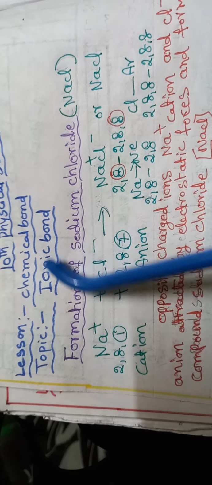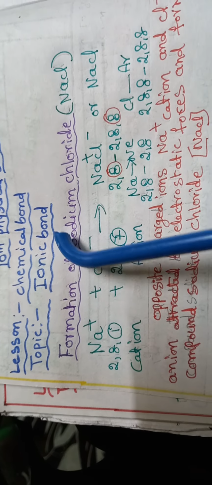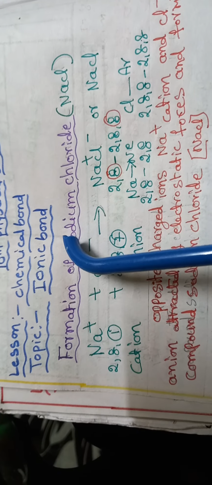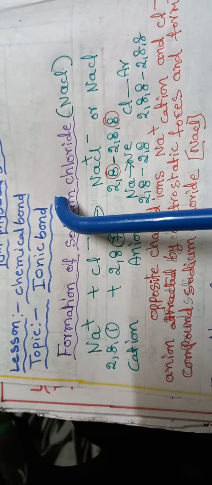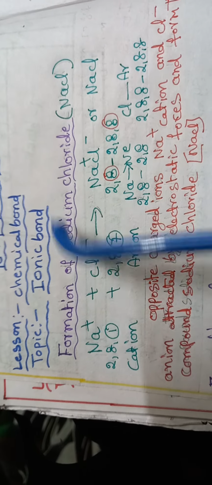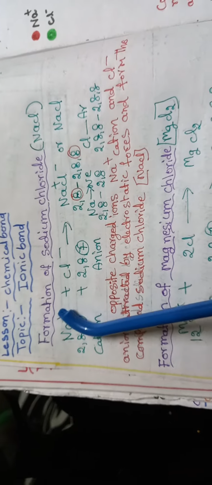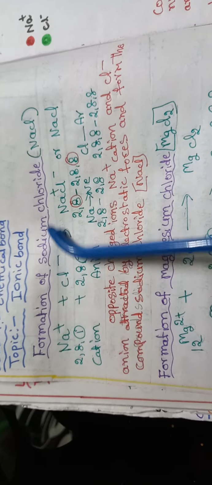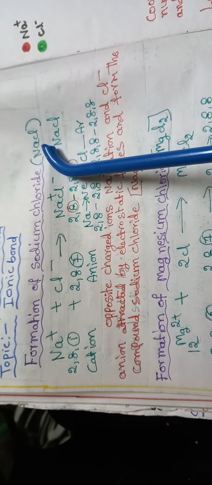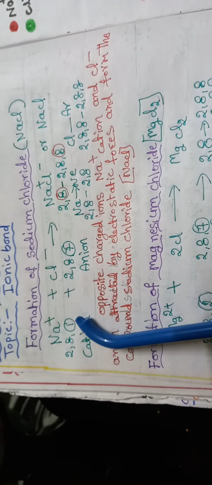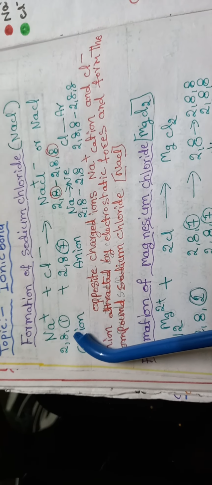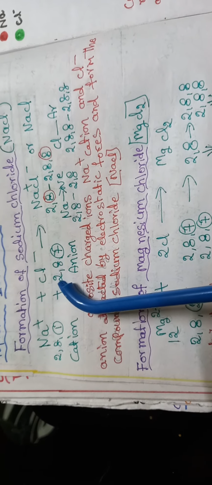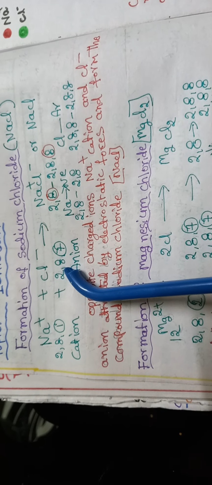Ionic bond means when two elements involved in a reaction transfer electrons from one element to another element, it is called an ionic bond. Here, for example, sodium chloride is given. Formation of sodium chloride. Sodium chloride means NaCl. Here sodium electron configuration 2,8,1 and chlorine electron configuration 2,8,7.